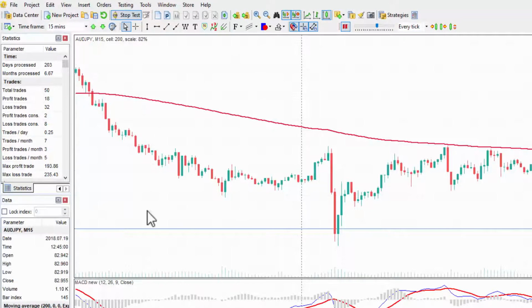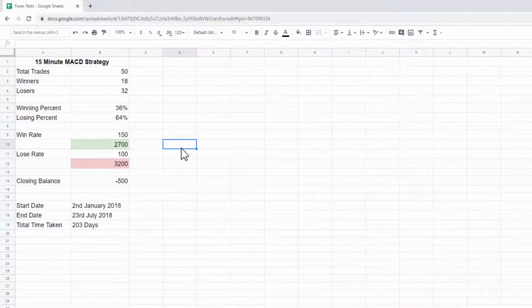Now let's go to my spreadsheet. So here are the results of the 15-minute MACD strategy. As you can see, the winning percent, 18 out of 50, so the winning percent is 36% and losing percent 64%. So again, this strategy is not in our favor. Every time I enter a trade, there's a much greater chance that I will lose.